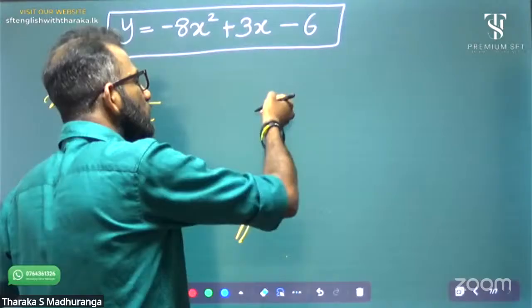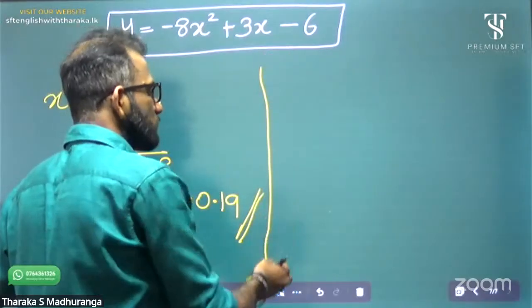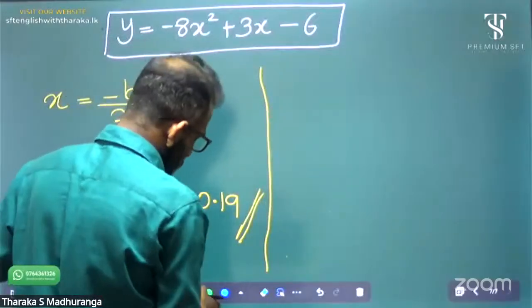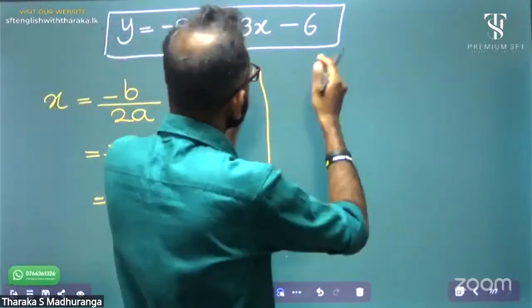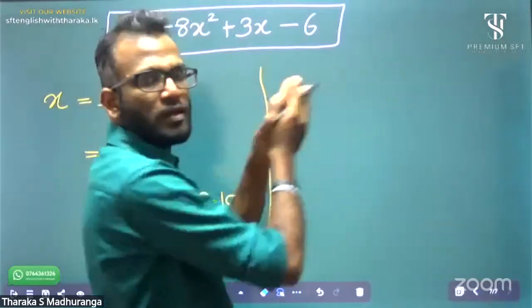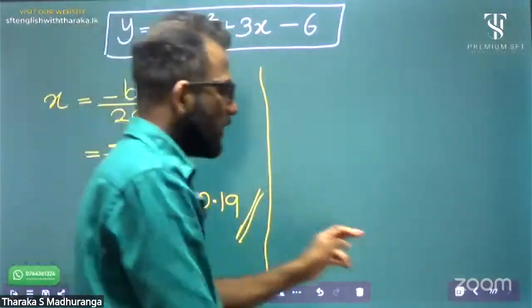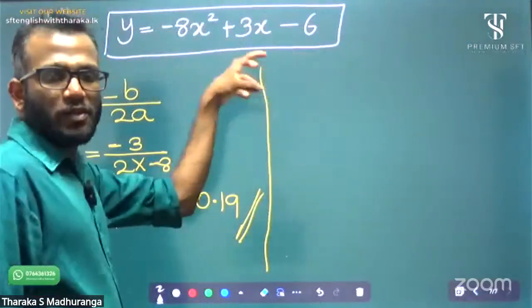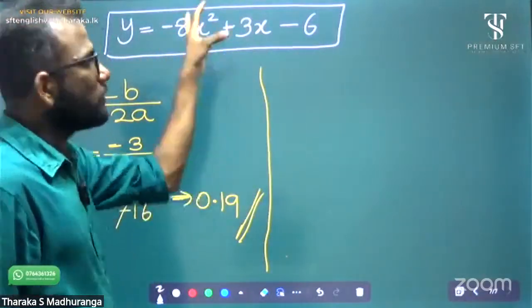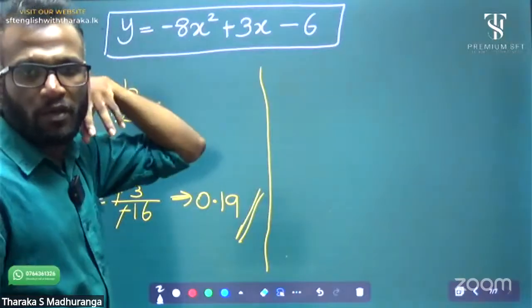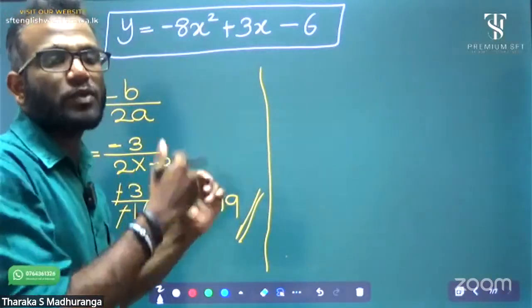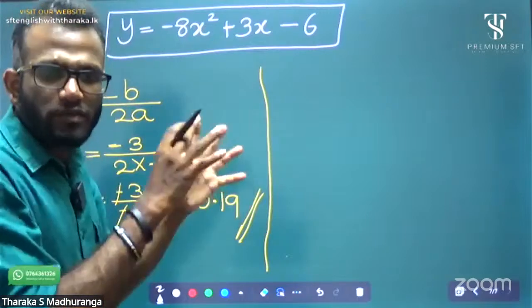Now to calculate the Y coordinate, you have two options. The very simple option, you can just substitute this x value into the basic equation, as I explained in the previous example, then you can get the y value. In this method I will explain another equation to calculate the y value. You can use any method.